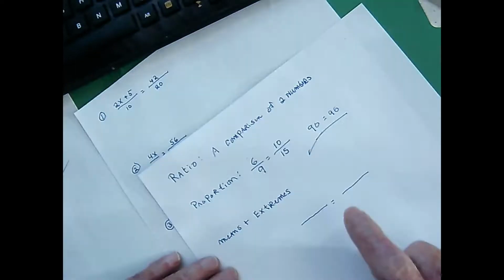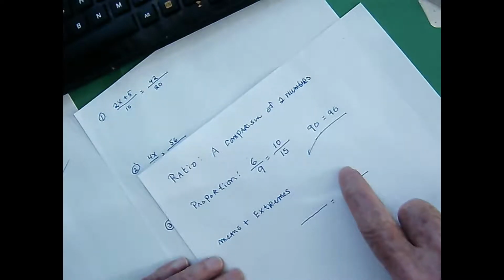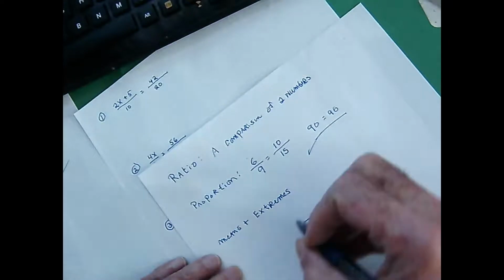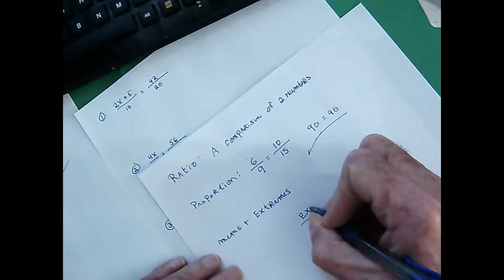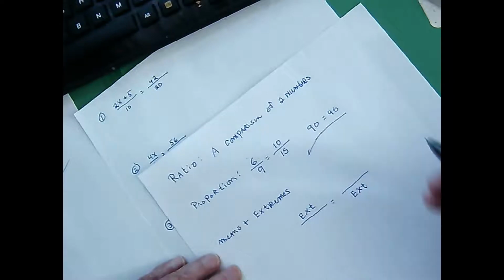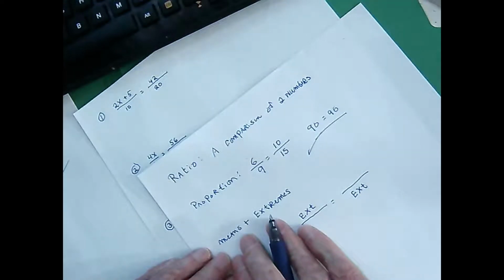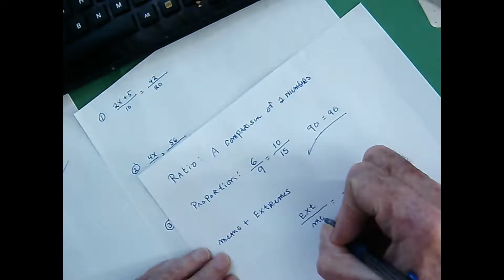In every proportion, we like to think there's first, second, third, and fourth positions. In the first and fourth position, we have what are called the extremes. The extremes of a proportion fall in first and fourth position. And the means, like the term mean for average, fall in the second and third position.